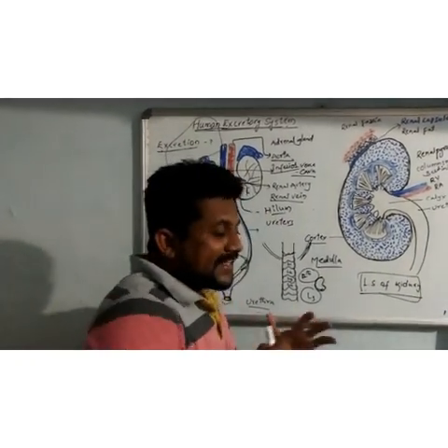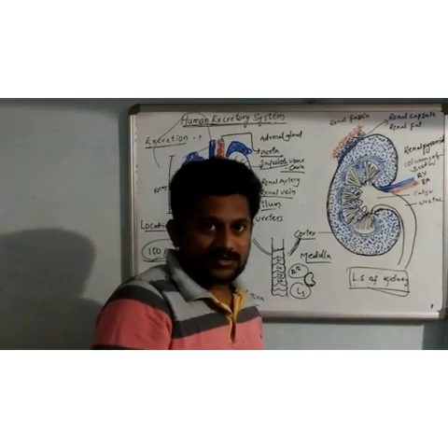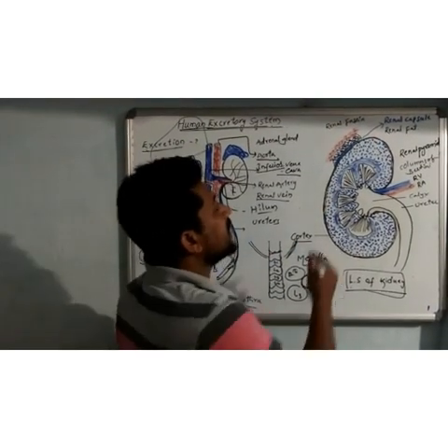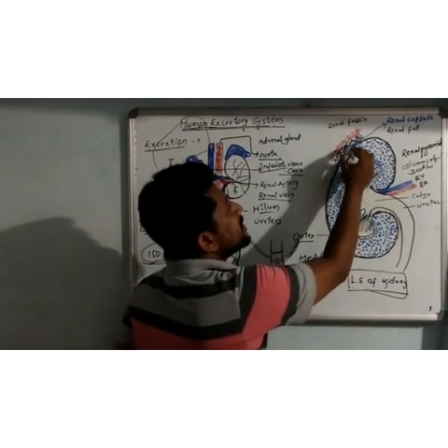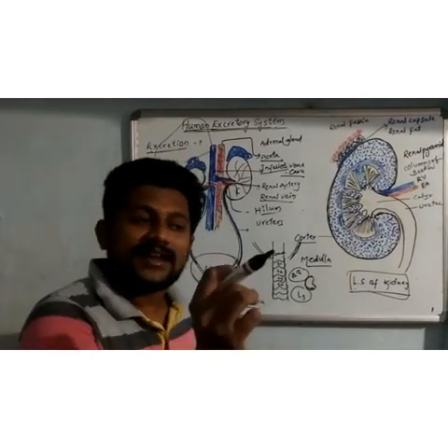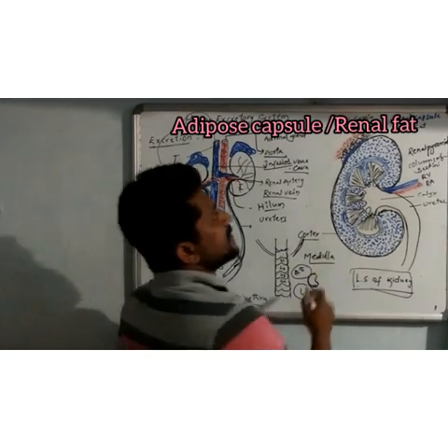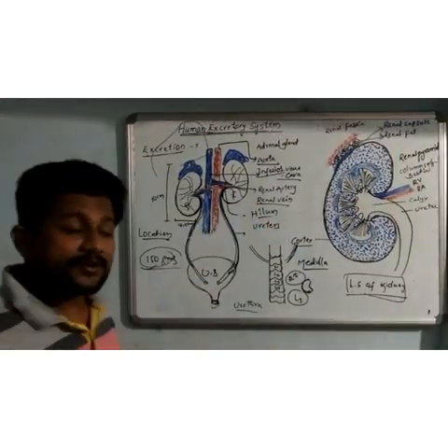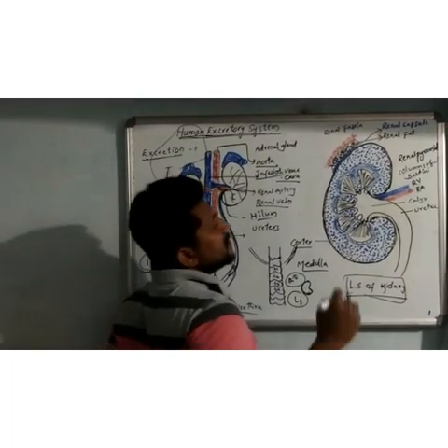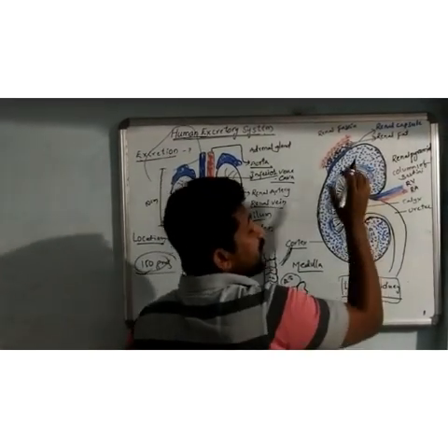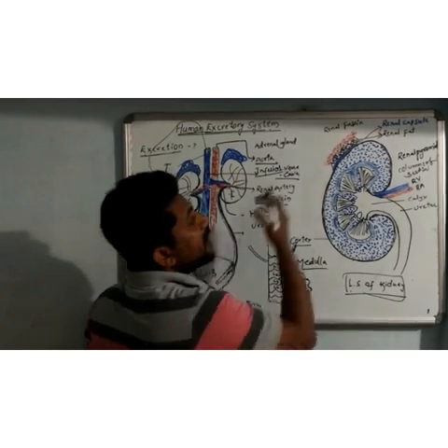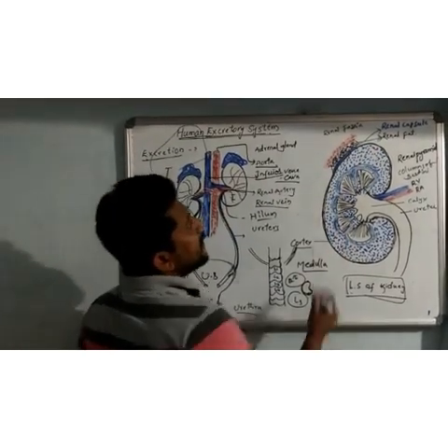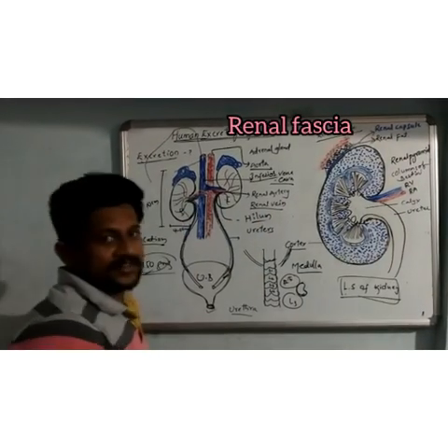To prevent external shocks, above the renal capsule there are fat bodies present here. That is the renal fat. See, this is the renal fat, which absorbs the external shocks. And above it is the outermost layer, that is the renal fascia.